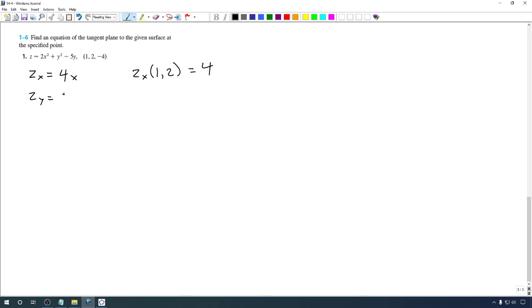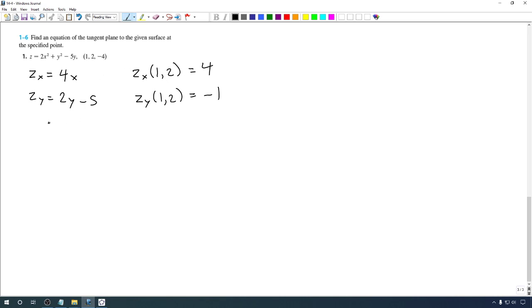Now we look at y. 2x squared, when we're differentiating with respect to y, is 0. There's no y values in there. Y squared becomes a 2y. Negative 5y becomes a negative 5. And we're immediately going to plug in 1, 2. Of course, there's no x's here, but when we plug in 2 for y, we get 2 times 2 is 4, minus 5 is negative 1.